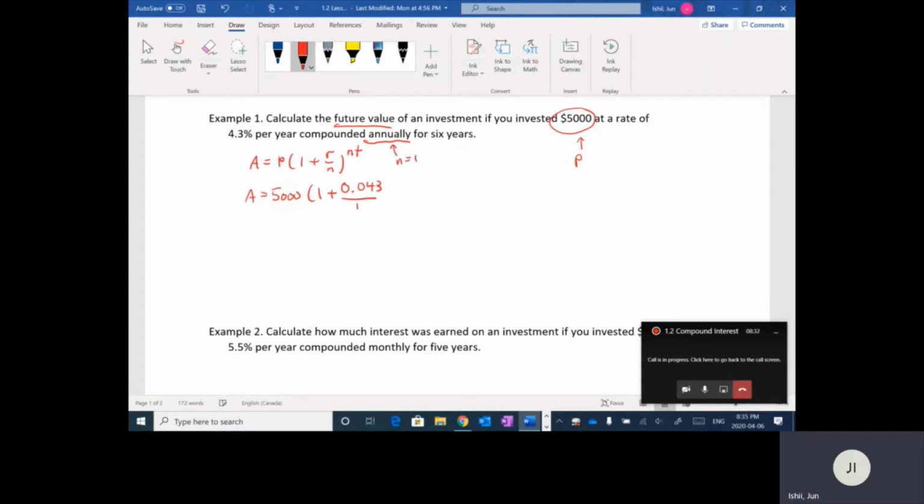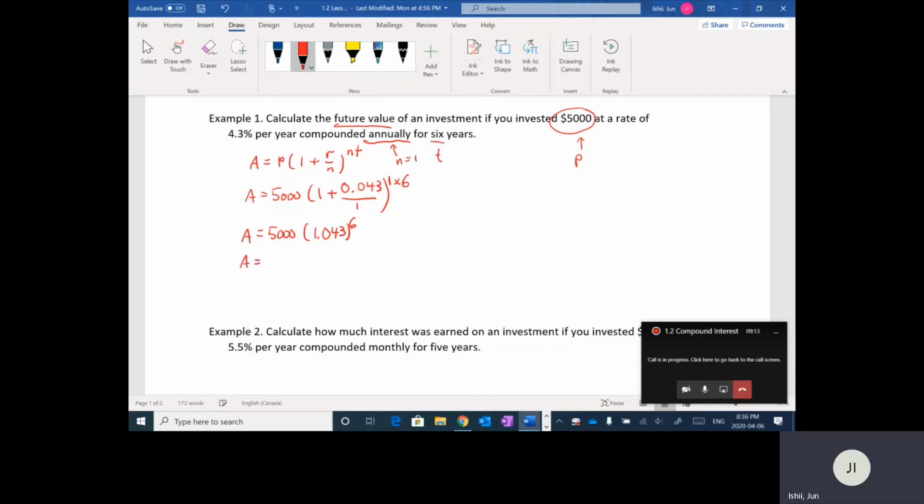So on the bottom here, sub in 1. Then I'm going to write 1 up here, and multiply it with the number of years, which is 6. When we sub in all the values, those are the numbers we get. Now let's work this out. First I'm going to do the brackets: 1 plus 0.043 divided by 1 is 1.043. And 1 times 6 in the exponent is 6.